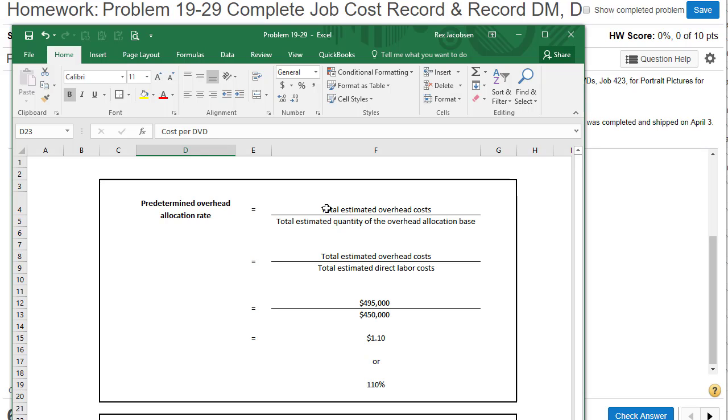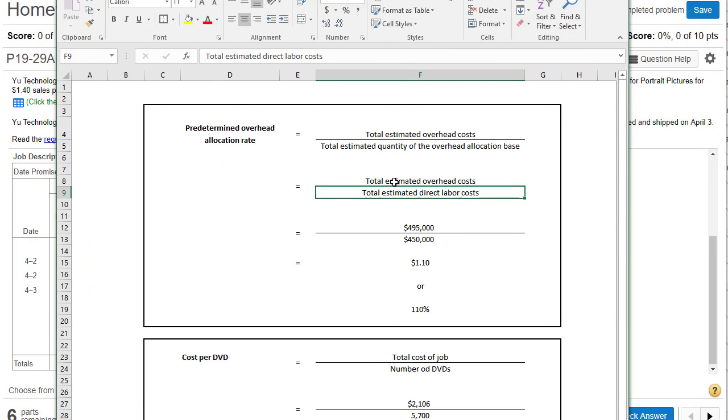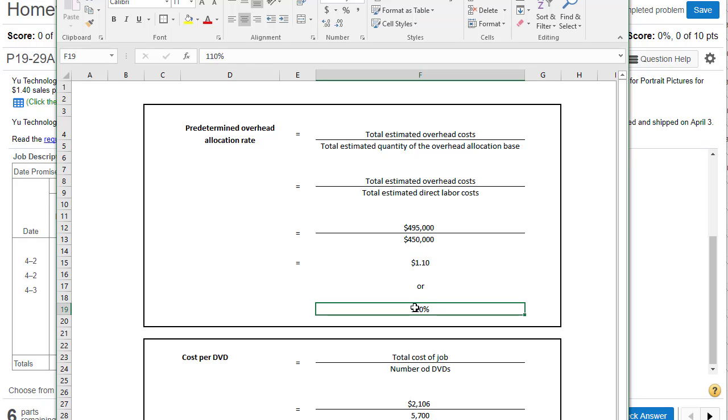So again, the formula is you take the total estimated overhead costs divided by the total estimated quantity of the overhead allocation base. And they chose the overhead allocation base to be direct labor costs. So at the beginning of the period, they have to take the estimated overhead costs for the period and divide by the estimated, in this case, direct labor costs. So we get those numbers from here, 495,000 and 450,000. So 495,000 divided by 450,000 gives us $1.10. Or you can think of this, if you convert this to a percentage by multiplying by 100, it becomes 110%.